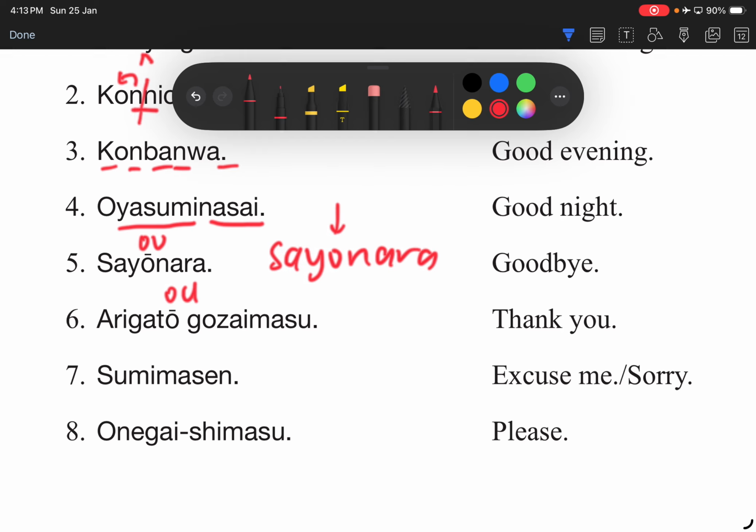Okay, number 7, sumimasen. Sumimasen is simply what we say like 抱歉 in Chinese. We say 抱歉 if we want to say excuse me, or sorry. It's a bit equivalent to paiseh. We can use it very universally.